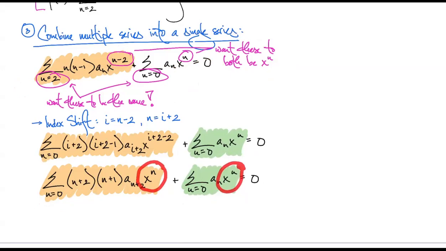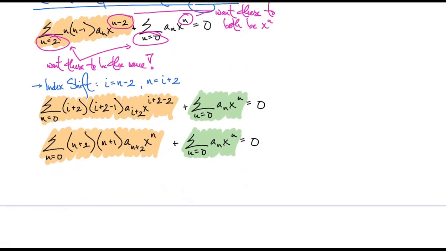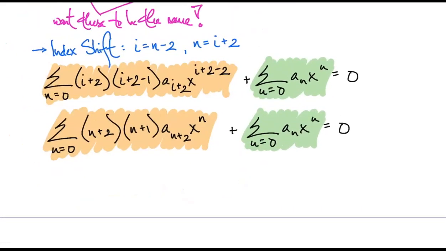We were able to get x to the n in both of them. Okay. Now, why is this important? The fact that we have the same index and x to the n means we can now combine our multiple series into a single series, right? And this too, we talked about when we were adding and subtracting series in 6.1. And so here's how these pack up into a single series.